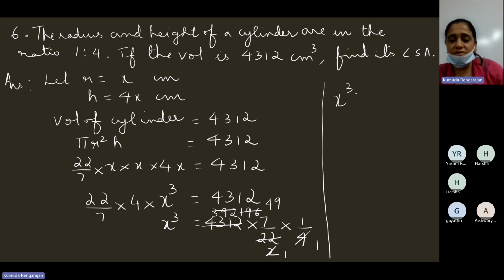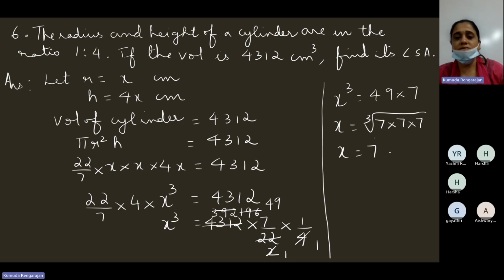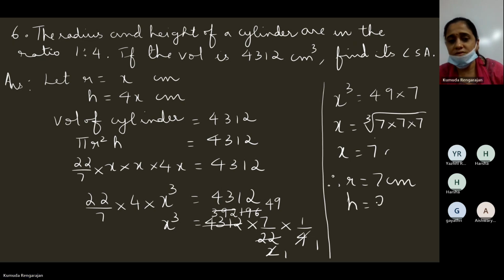After simplifying, we have x cubed is equal to 49 into 7. So x cubed is equal to 7 into 7 into 7. So x cubed is equal to 7 cubed. Or you can write x is equal to cube root of 7 into 7 into 7. So from 3 sevens, 1 seven comes out. x is 7. Therefore, r is equal to 7 centimeter. h is equal to 4 into 7, 28 centimeter.